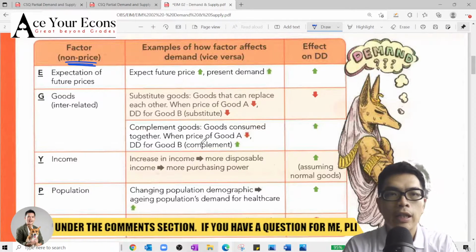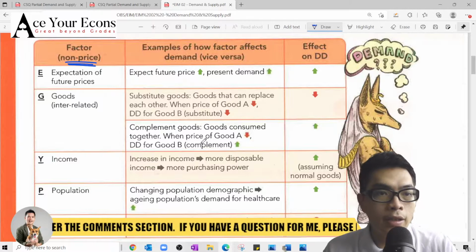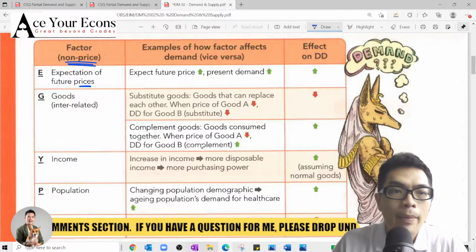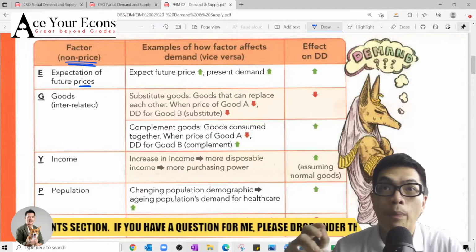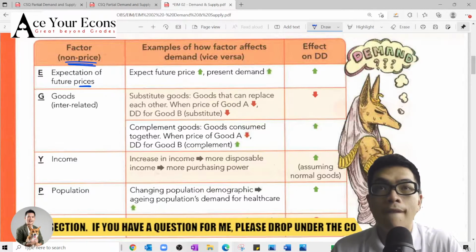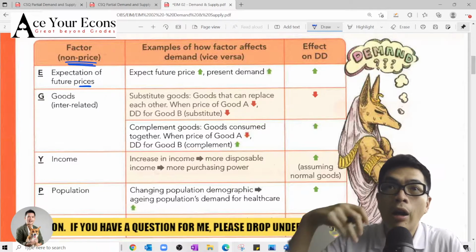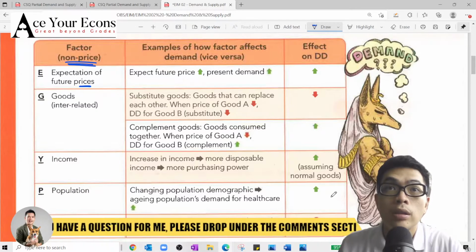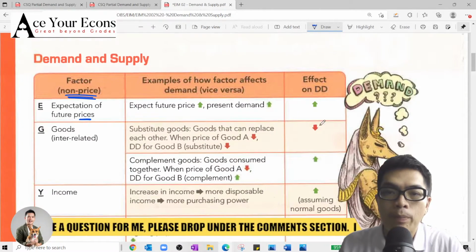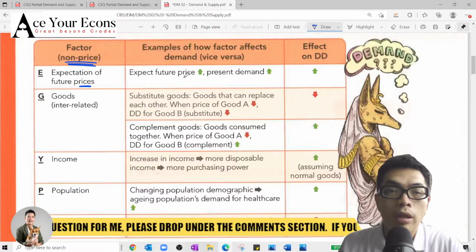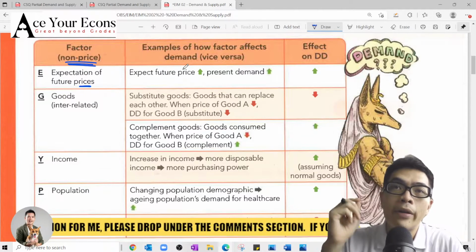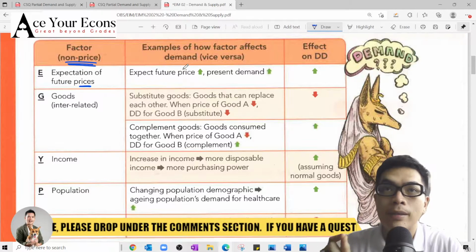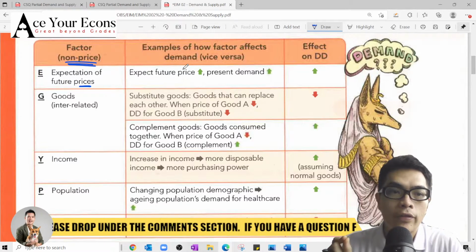We can see that there is expectation of future prices. Although it says prices here, it simply means future prices. It's not present price. So how you are going to better make sense of these notes is to know the arrows, and all these arrows can flip both ways depending on what the extract gives you. So my recommendation is don't memorize the points. You got to be flexible and know what the extract gives you.